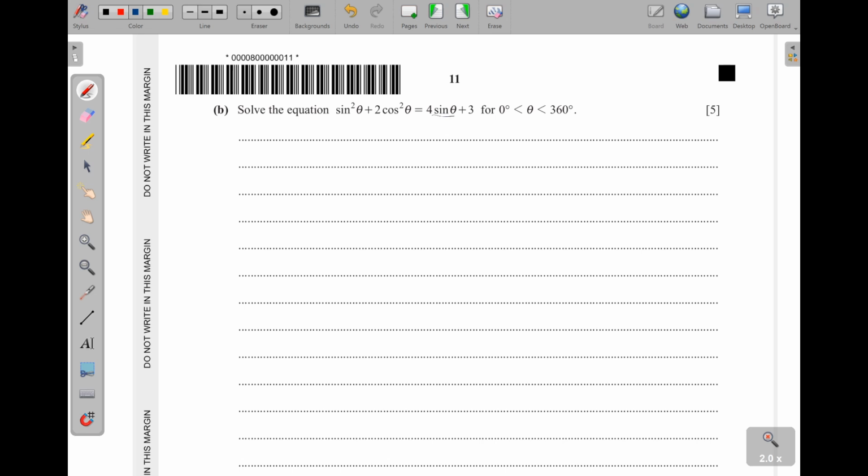So using the Pythagorean identity, sine squared theta, then plus 2, where there is cosine, we shall put 1 minus sine squared theta, which is now equal to 4 sine of theta plus 3. So we open the brackets, we have sine squared theta plus 2 minus 2 sine squared theta, which is equal to 4 sine theta plus 3. Then I can take everything the other side such that the coefficient of sine squared is positive. First of all, 1 minus 2, you get a negative 1. So we shall get negative sine squared theta.